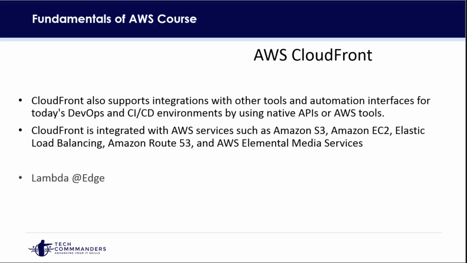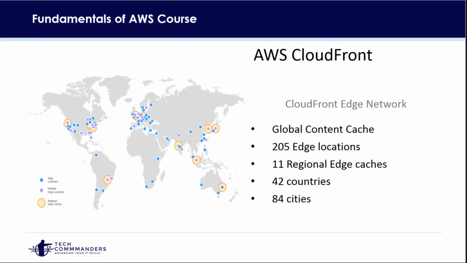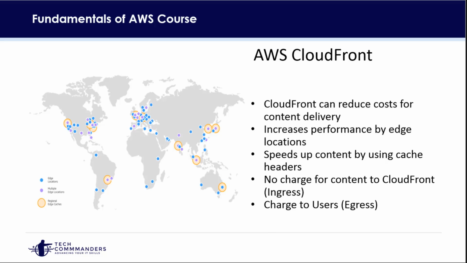So CloudFront supports pretty much any AWS app that you'd want it to support. It supports S3, EC2, load balancing, DNS, and also other services such as media services and Lambda. Now, AWS CloudFront is a distributed network. It has, at the time of writing the course, 205 edge locations. You could see the blue dots and purple dots. You could see there's regional edges and then edge locations as well. It's available in 42 countries and 84 cities at the time of writing.